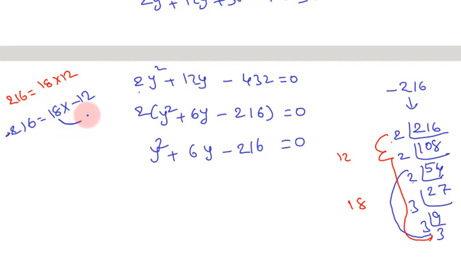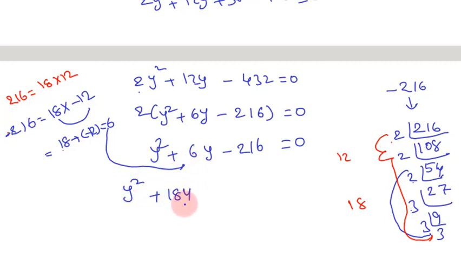Then on adding these, what do you get? On adding these, we get a positive 6. That means positive 6 we have to write as a sum of these two terms, 18 plus minus 12. So we will split the middle term 6y and write it as a sum of two terms: y square plus 18y minus 12y minus 216 is equal to 0.